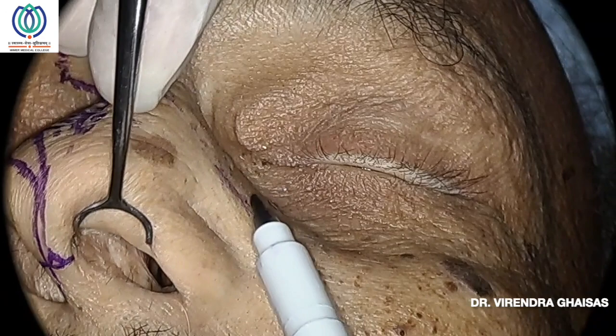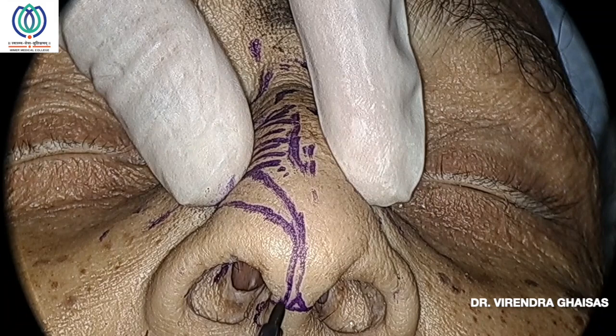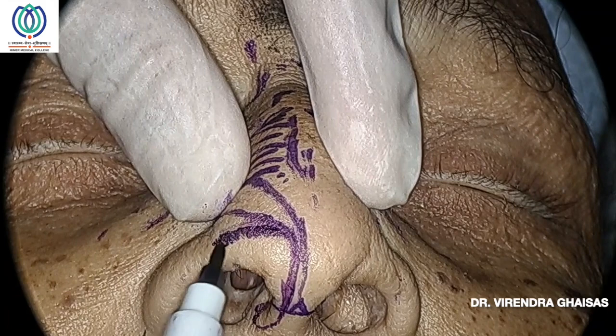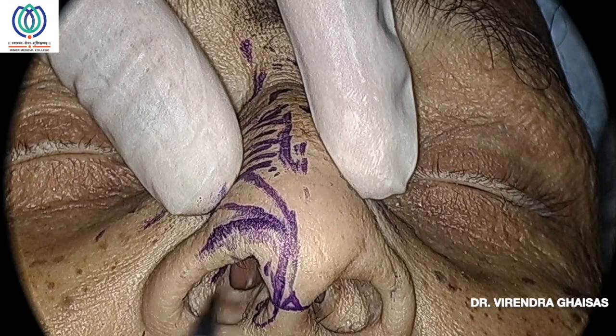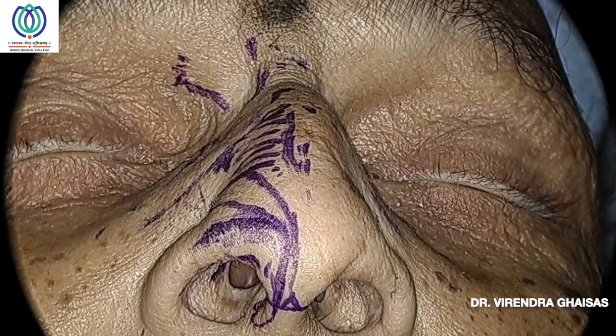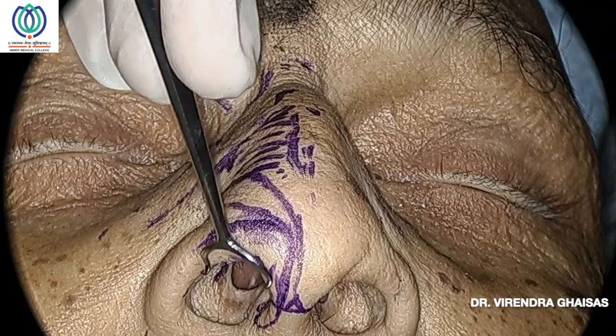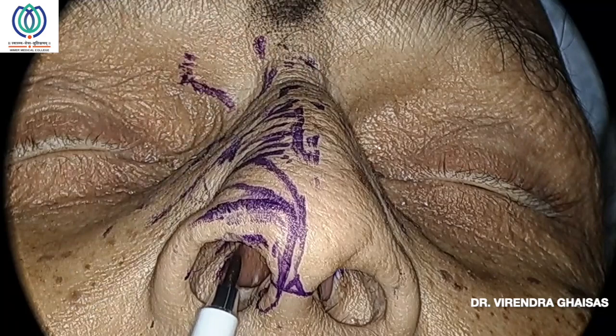Before taking an incision, you should be aware of the soft triangle, which is the area bounded by the medial crura medially and the lateral crura with the dome. This triangle has no cartilage there. It's very soft tissue. So any incision taken there will give you notching and scar formation, which is very difficult to treat. So you should avoid an incision there. The incision has to be 3 millimeters inside, away from this soft triangle.